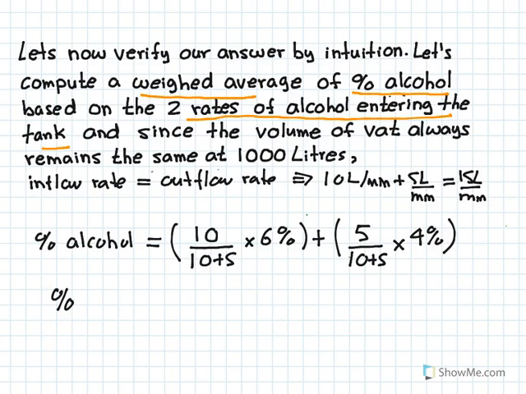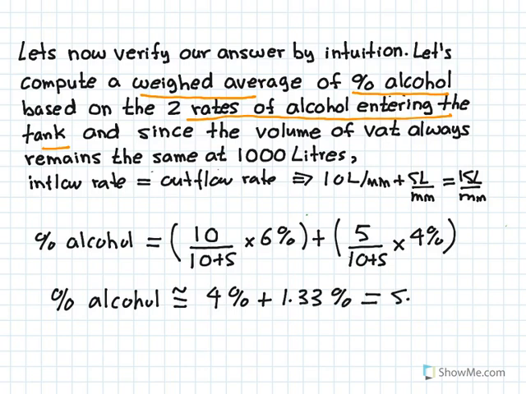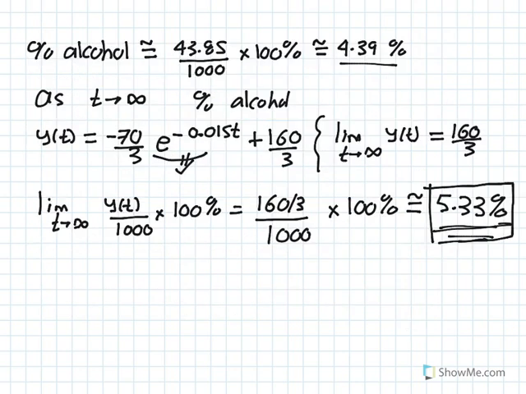If we do a weighted average, we get the eventual concentration of alcohol in the tank. We get 4% from the first term, and we get 1.33% for the second term. They add up to 5.33%, exactly the same answer as before. On page 6, there it is, 5.33%.